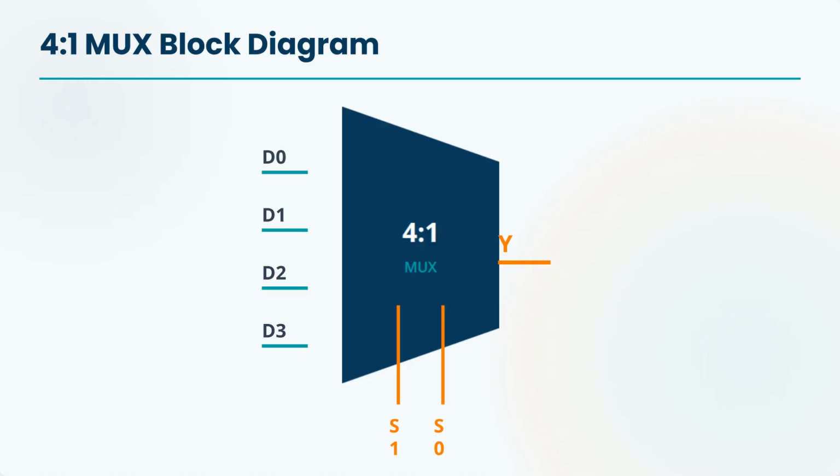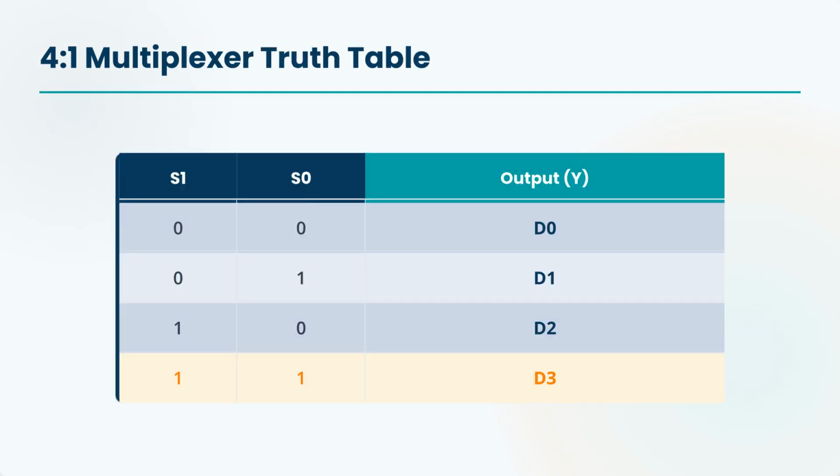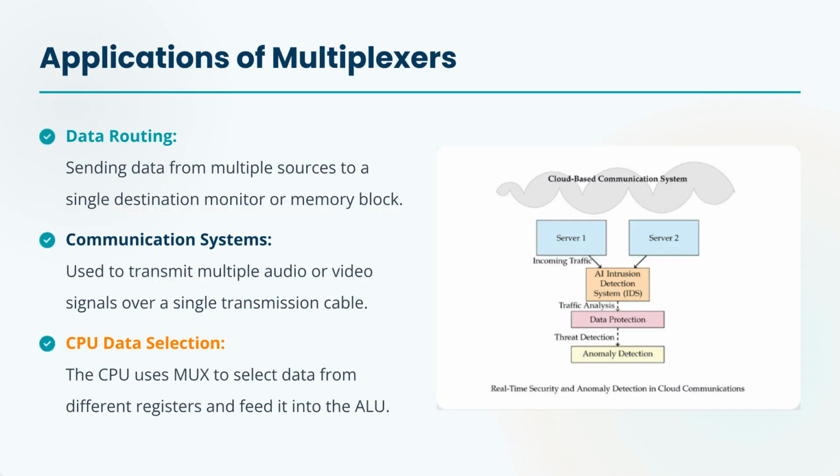Here is the block diagram for the 4-to-1 MUX, showing the 4 inputs D0 through D3, the 2 select lines S1 and S0, and the single output Y. The 4-to-1 MUX truth table demonstrates the selection process. Different combinations of S1 and S0 determine which of the 4 inputs, D0 through D3, is routed to the output Y.